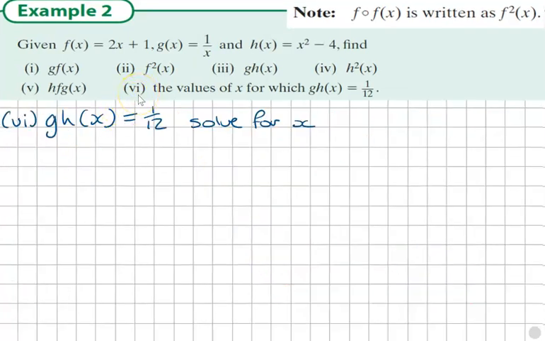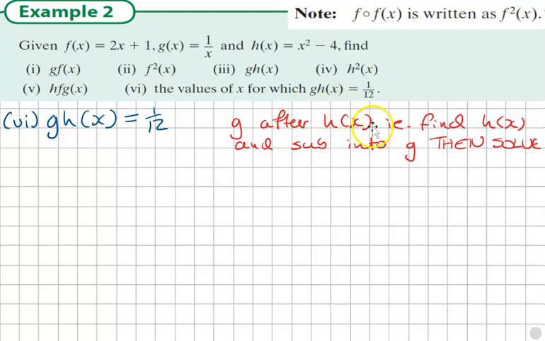Part 6. We're trying to find the values of x for which g after h of x is equal to 1 over 12. So we're going to work out g after h of x, let it equal 1 over 12, and then solve for x. So g after h of x, i.e. find h of x and sub it into g and then solve.